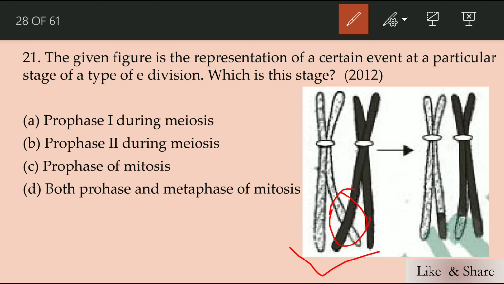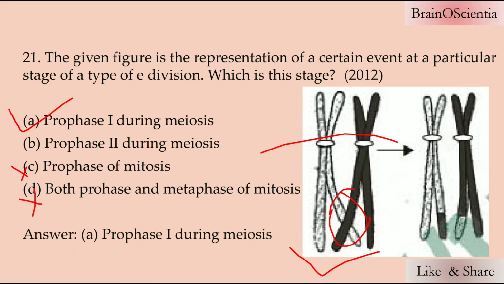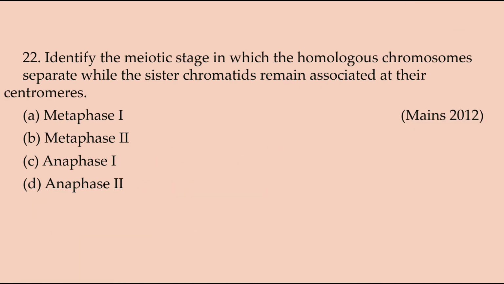So let me make it clear that this synaptonemal complex or chiasma formation or crossing over, all this takes place in meiosis, not in mitosis. That means option C and option D are incorrect. Now I move to option A and option B. During Prophase II of meiosis, this thing is not going to happen. The option A is left. That means Prophase I of meiosis. The correct option is option A, Prophase I during meiosis.